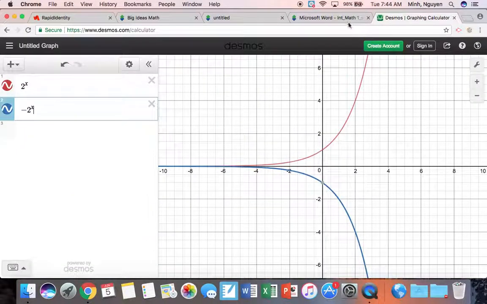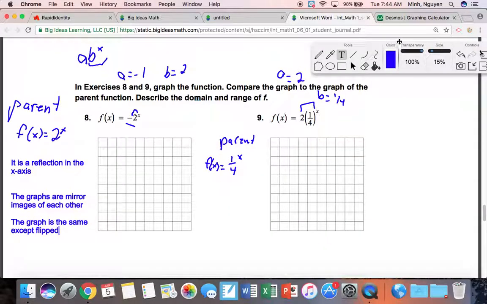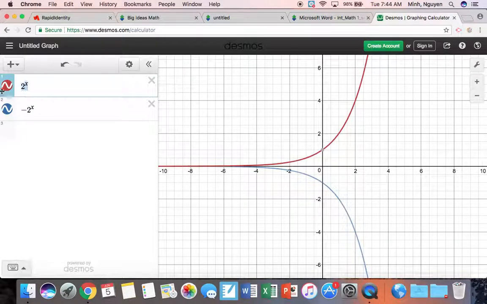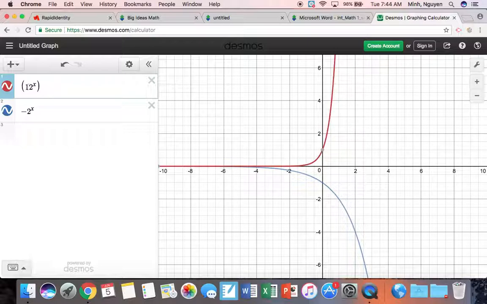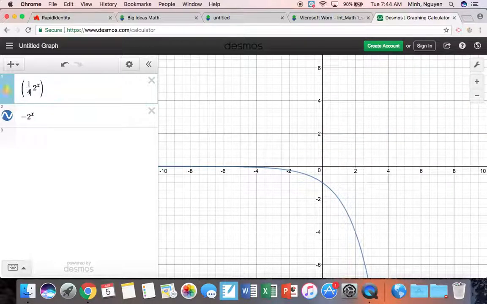For the graph, you just copy your best sketch of the graph as you can. Let's see here. 1/4 to the x. So 1 divided by 4 to the x. And so we have here this graph that's getting closer to 0 from left to right.